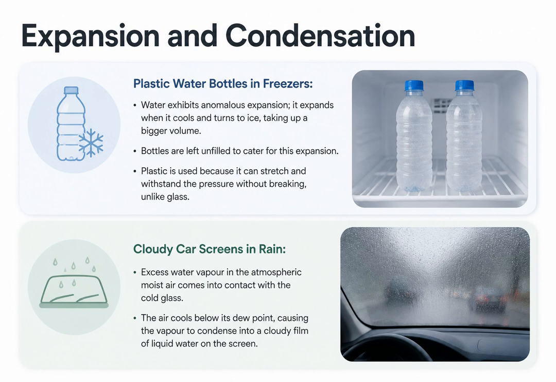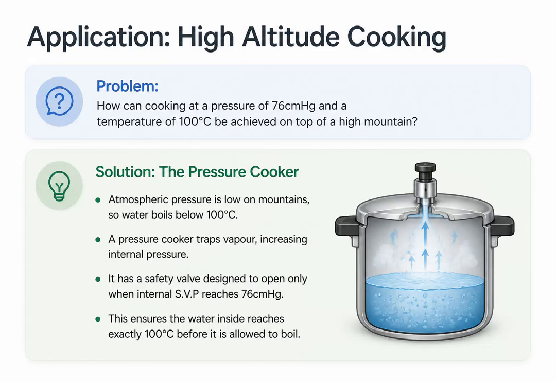Another common water phase change is condensation on car windshields during a rainstorm. The cold rain chills the glass. When the warm, moist air inside the car hits that cold glass, the air's temperature drops below its dew point. It can no longer hold all its water vapor, which condenses into a cloudy film of liquid droplets on the screen.